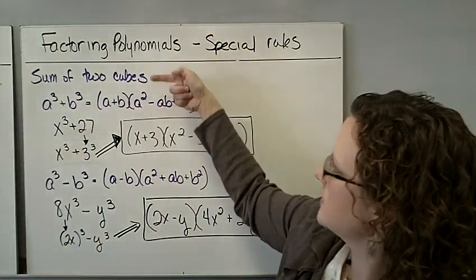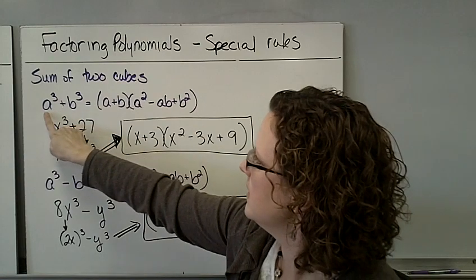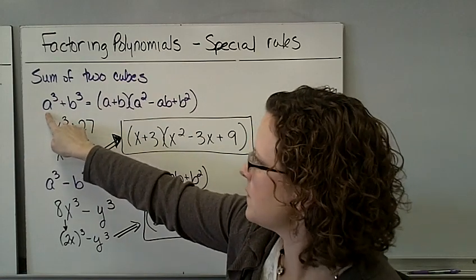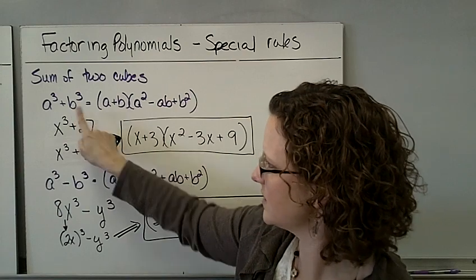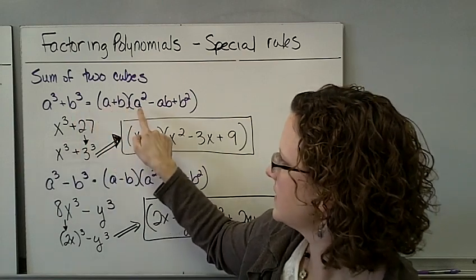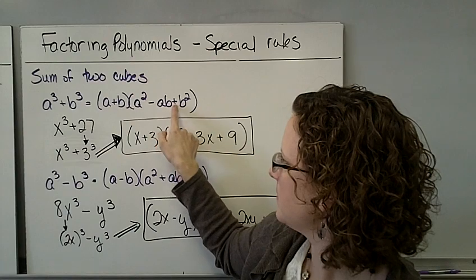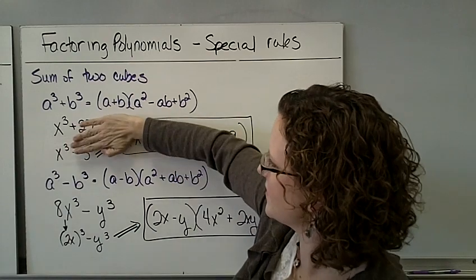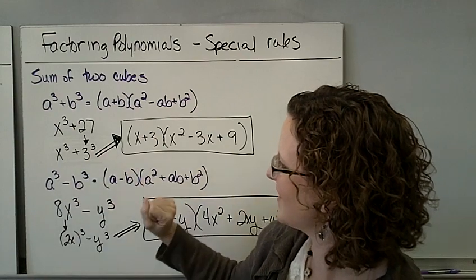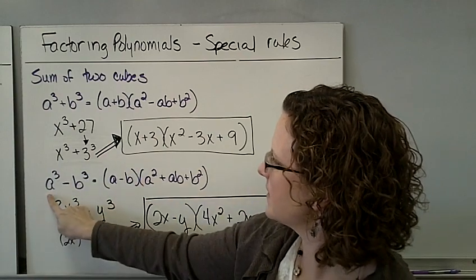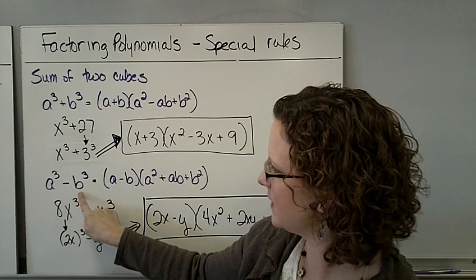Special rules. The sum of two cubes, here's your basic form, a cubed plus b cubed. This always factors into a plus b times a squared minus ab plus b squared. Ignore that for a second. Let's look at the difference. I should have written difference of two cubes right there: a cubed minus b cubed.